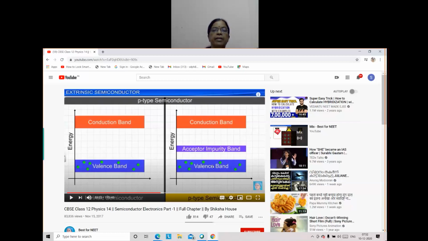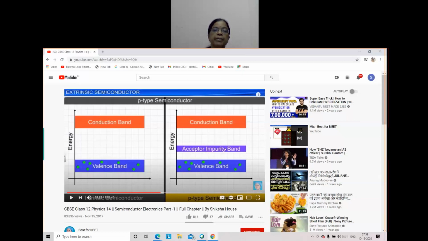So a new energy level is formed, that is the acceptor impurity band, or acceptor energy level, just above the valence band. You have to see that it is not near to it, it is just above the valence band. Now you see the electrons can easily jump to this energy level. So here more holes will be created and electrons will be in this new energy band. Understand? So in a p-type semiconductor, a new energy level called the acceptor energy level is formed.